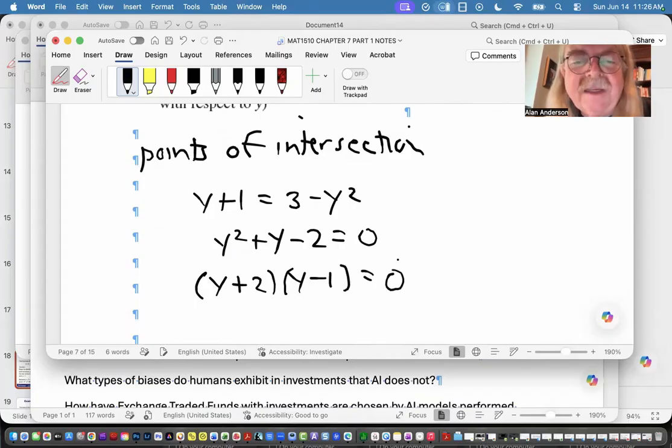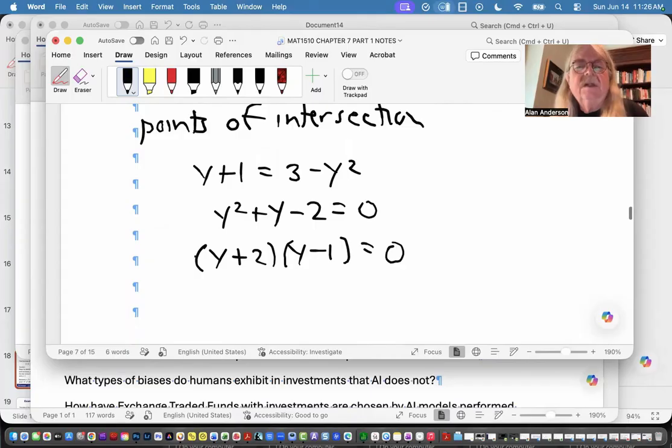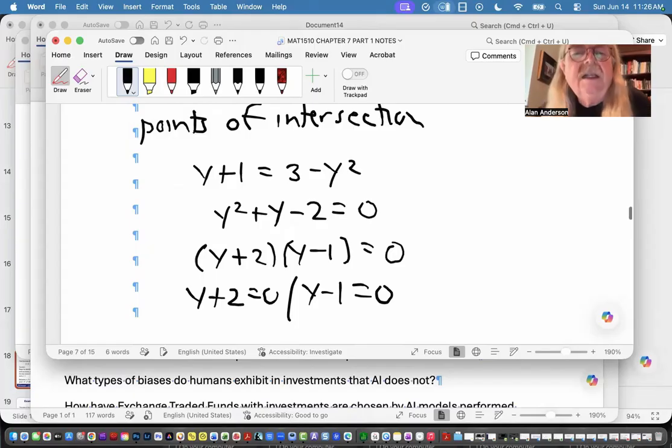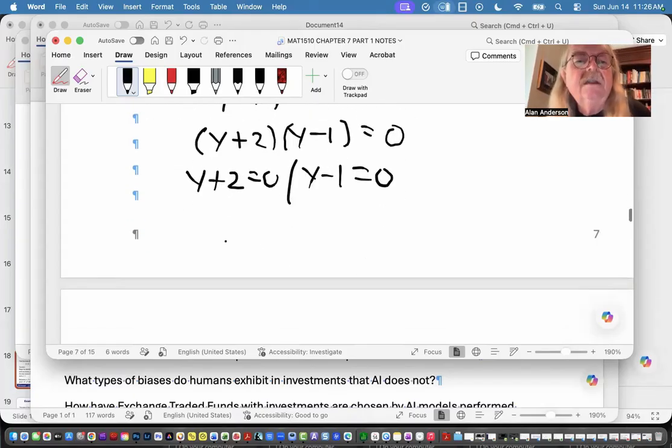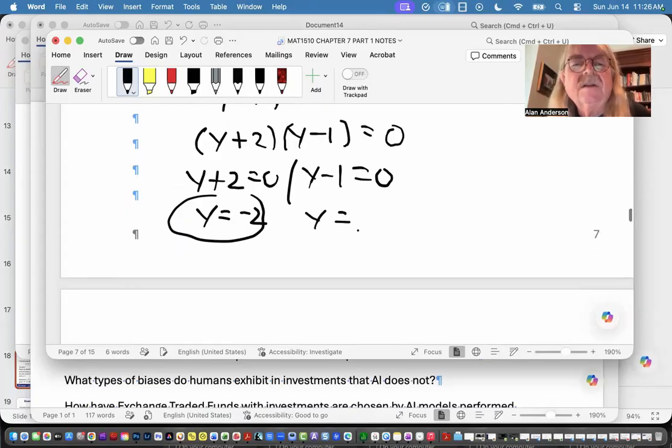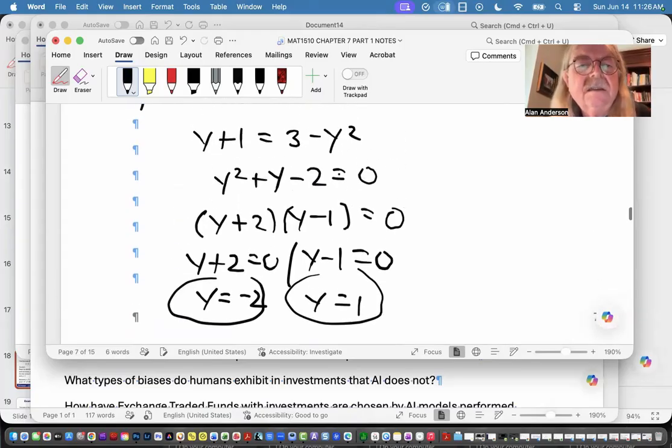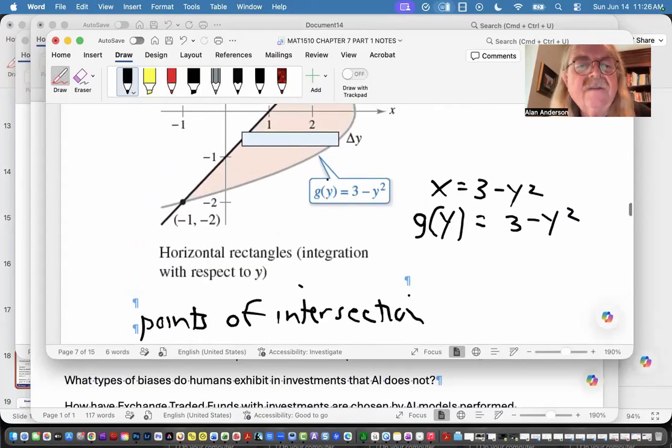All right, yeah, I've got to be careful with that factoring. Set these equal to 0 individually, and I end up with -2 and +1. Let's take a look at the graph.